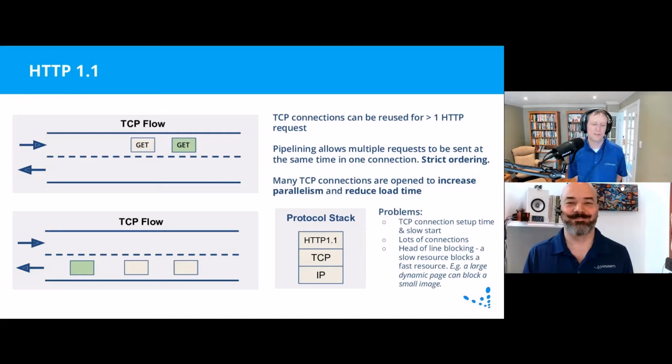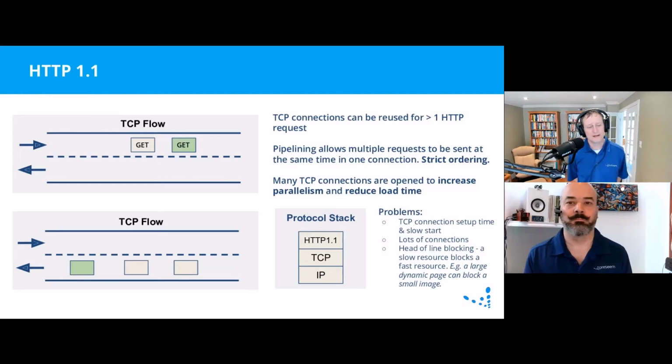Basically, the benefit we got out of this is we can now reuse a TCP connection for more than one HTTP request. So we can do a GET, get the response, do a GET, get the response. We don't have to create nearly as many connections. It also allowed a simple form of pipelining. So in this example, we could send two GETs, that green one and the gray one. And when the green one is done, the server puts that response on the wire, and then the next one after that.